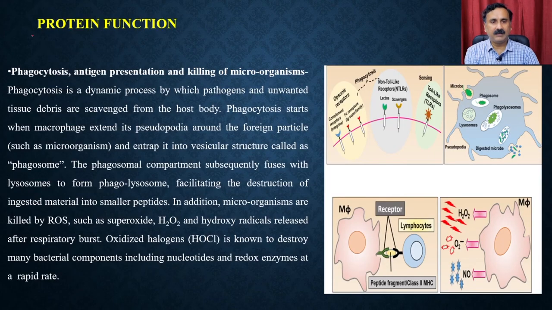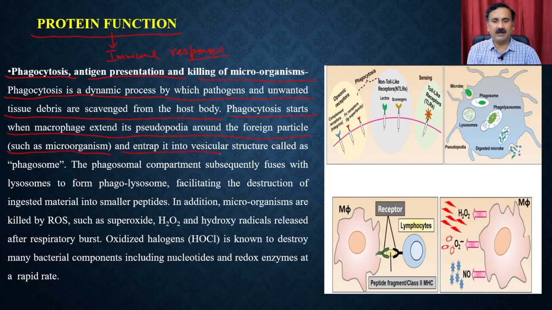Then proteins also function to modulate the different types of immune responses, for example, phagocytosis, antigen presentation, and the killing of microorganisms. Phagocytosis is a dynamic process by which pathogens and unwanted debris are removed or scavenged from the host body. Phagocytosis starts when the macrophage extends its pseudopodia around the foreign particle such as a microorganism and entraps it into a vesicular structure known as the phagosome.